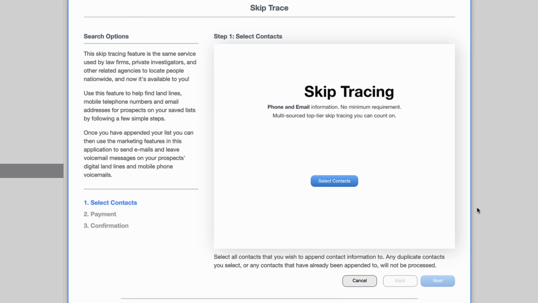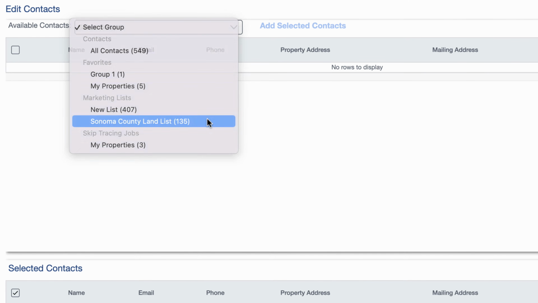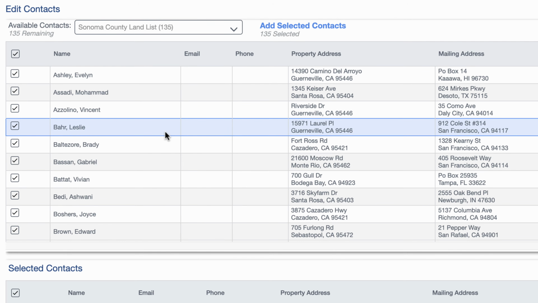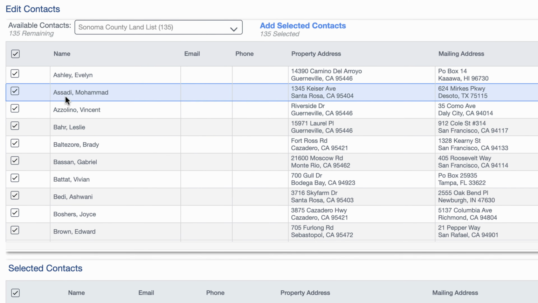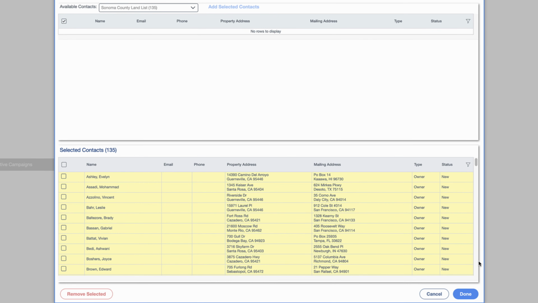But if it doesn't work for any of these, you just don't get charged. So it's basically just going to charge you for each of the leads that it's able to successfully skip trace. So I'm going to show you how we do this. We click select contacts. We go up here and we're going to select that list I just created. And we can see all those people right here. And once they're all checked, we're going to click add selected contact. And then it brings them all down here. And then we're going to click done.